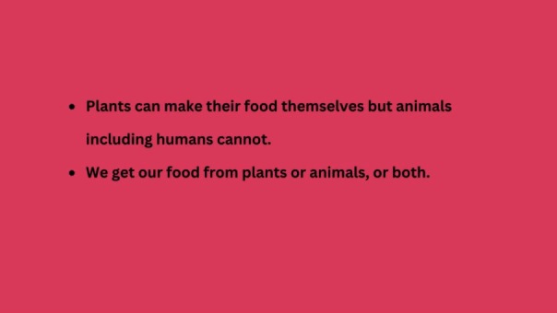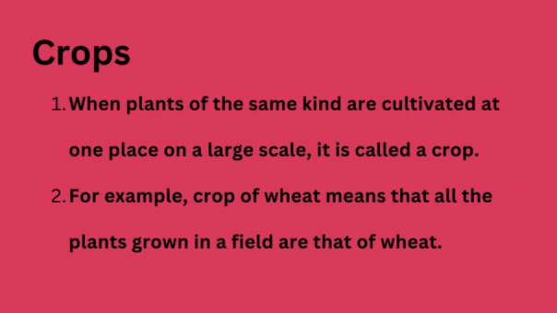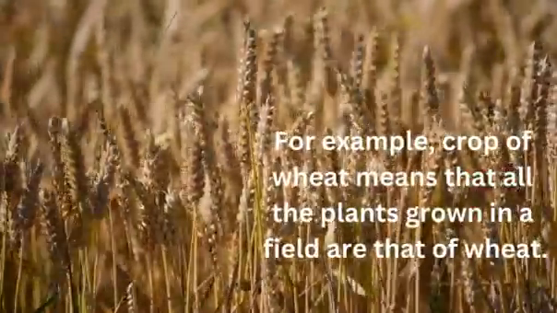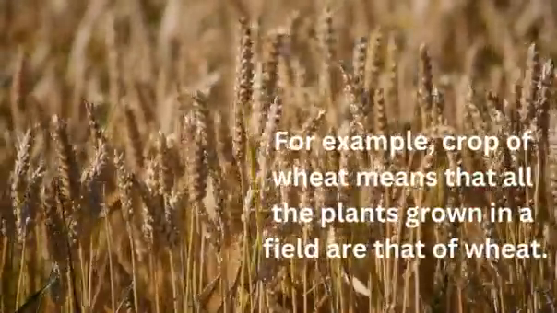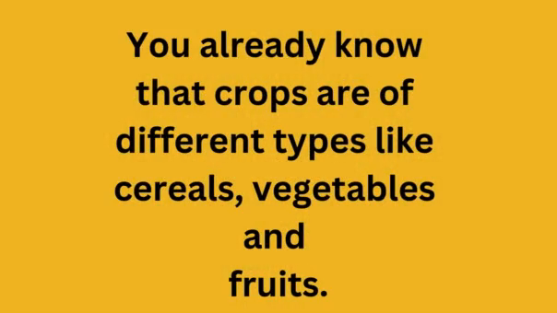Let's discuss crops. What are crops? When plants of the same kind are cultivated at one place on a large scale, it is called a crop. For example, a crop of wheat means that all the plants grown in the field are wheat. So this is said to be a crop. You already know that crops are of different types like cereals, vegetables and fruits.